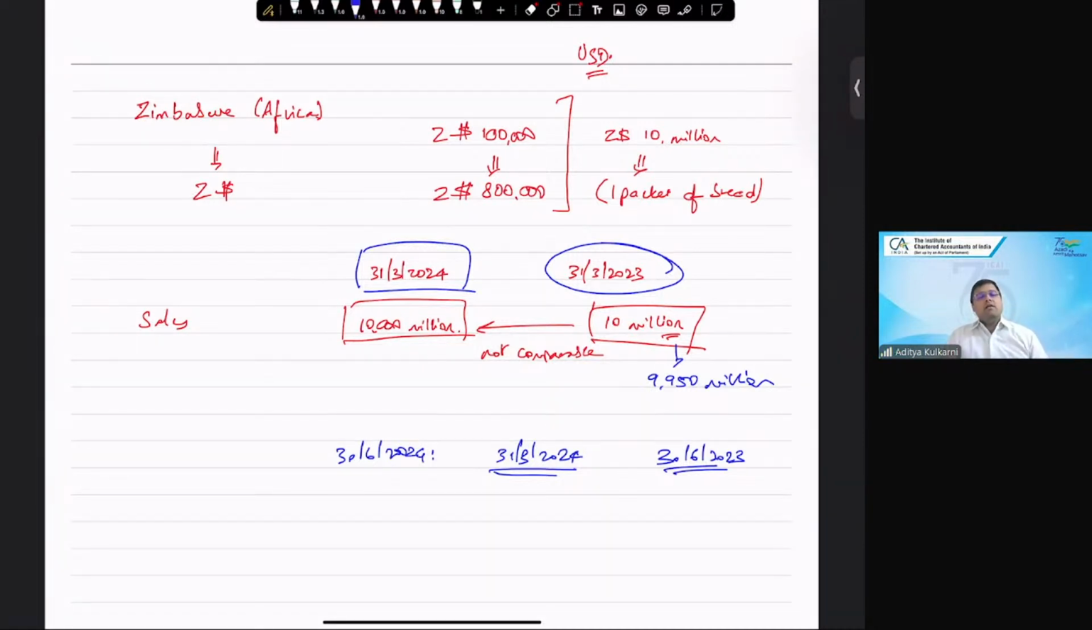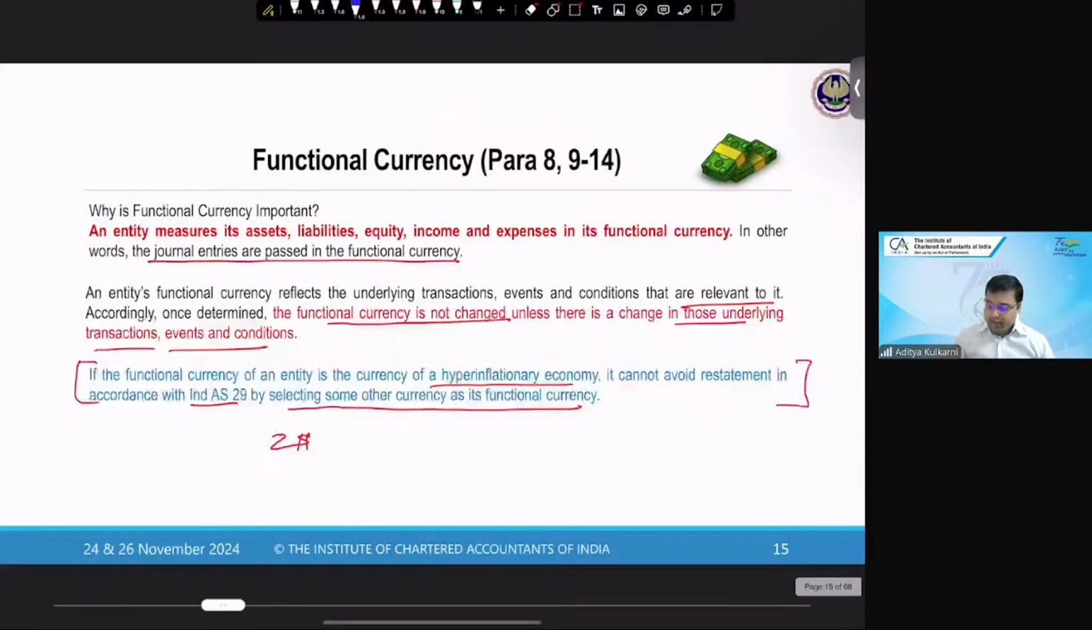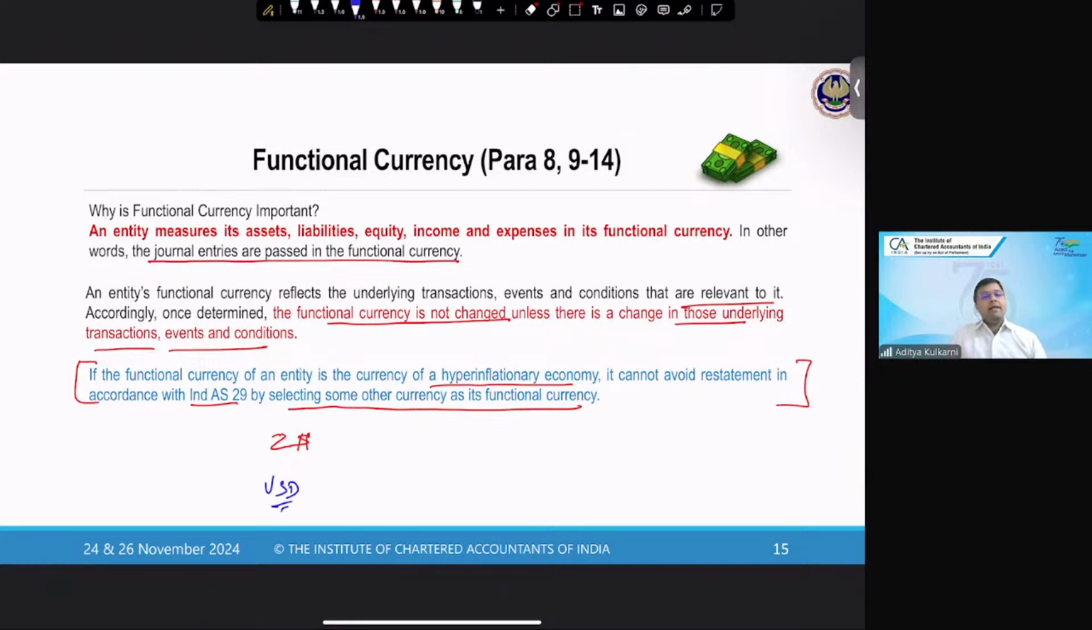Okay, every time in India, what do we do? We pick up last reported figures, put current figures and issue the results. In Zimbabwe I cannot do that because they are not comparable. So I have to do the restatement. So what would entities do? Entities would say, my functional currency is hyperinflationary. So therefore I will take USD as my reporting currency. And in this, it is stable. So therefore, no need of restatement.